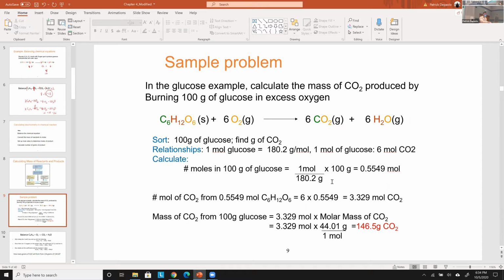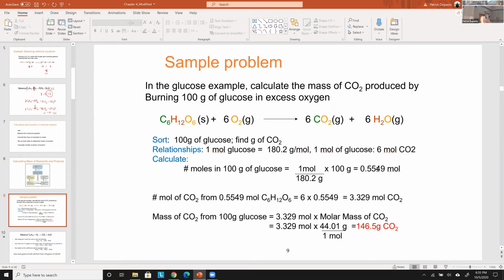And you divide those two numbers and you get 0.55 moles. That makes sense, right? 100 grams is a sample, and 180 is the total molar mass, so it makes sense it's a little bit more than half. So you have 0.55 moles of your glucose. So now the question is asking for the mass of CO2.